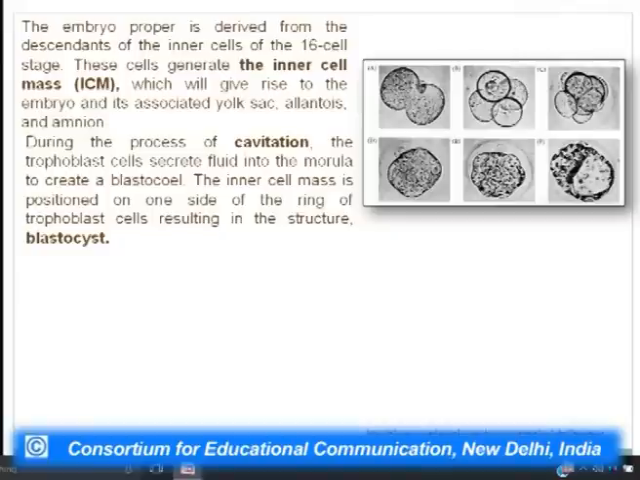So, morula does not contain any cavity, but when the trophoblast layer secretes some fluid, there is cavitation that occurs and a blastocoel appears, so that the inner cell mass is pushed towards one side. This structure is peculiar to mammalian cleavage and it is termed the blastocyst.